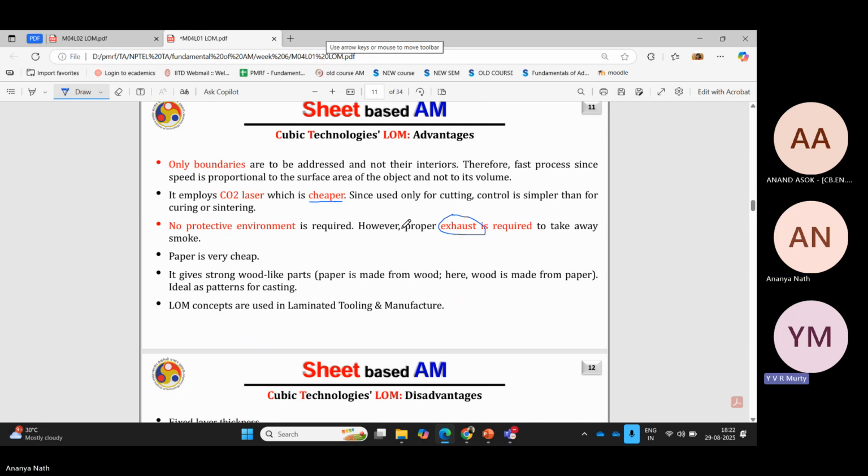Sorry, not the mold, the pattern. So the pattern will be used to make the mold. If you can make the pattern using the sheet lamination process, then it will be very, very cheap.